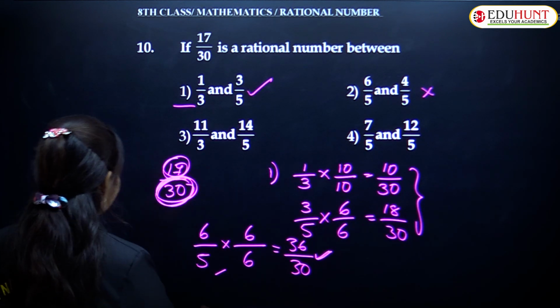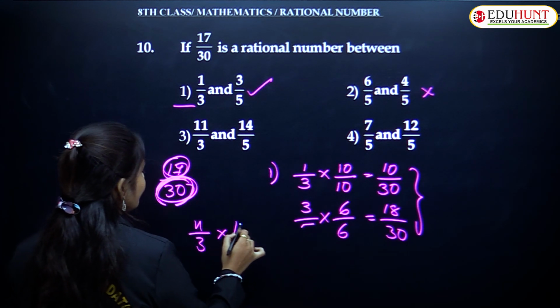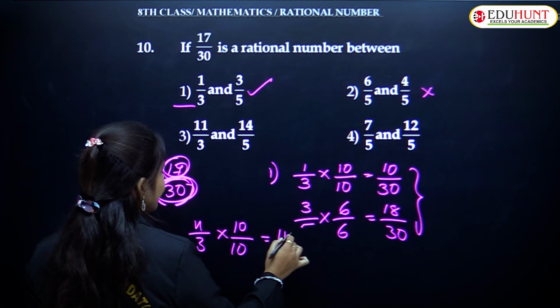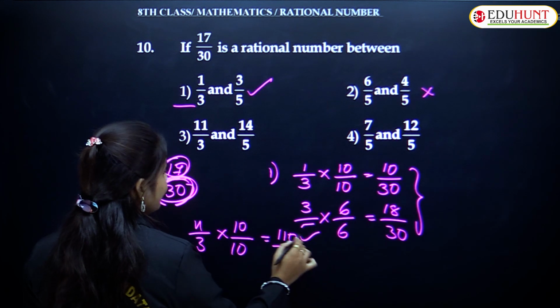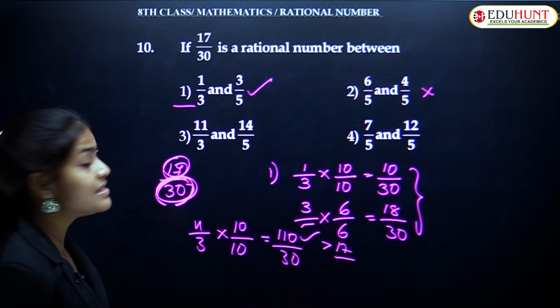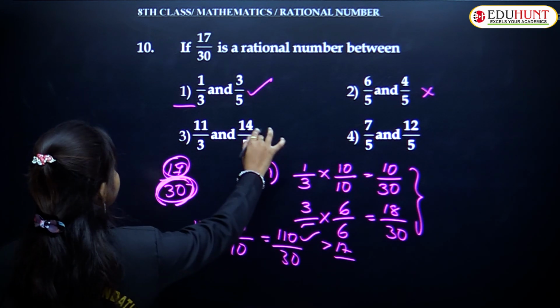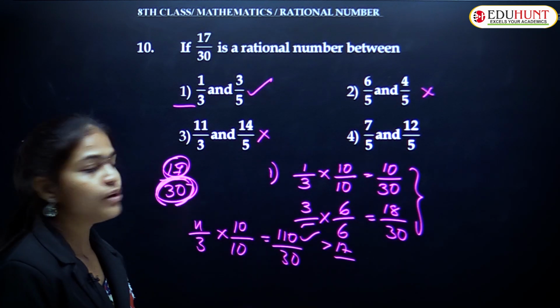Next, 11 by 3. So 11 by 3, to make it 30, 110 by 30. So here we are having 110, which is greater than 17. 110 is greater than 17, but we are having only 17 by 30. So that's why this is also more. So that is also a wrong option.